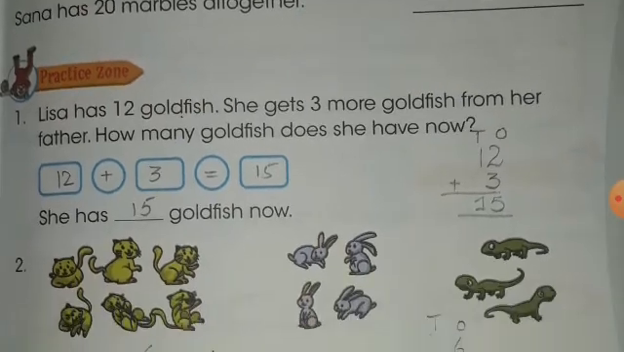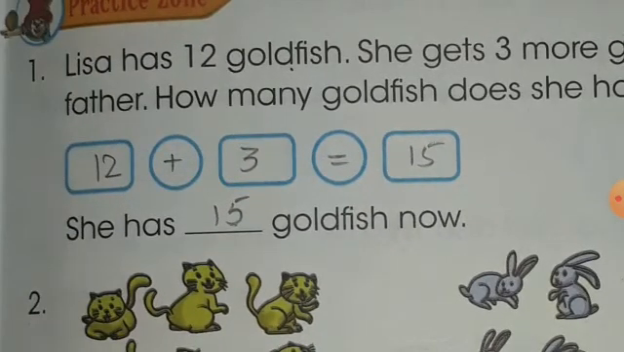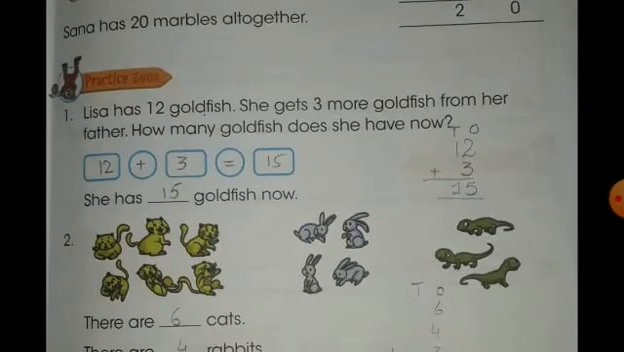Dear students, now we will solve word problems in this practice zone. First question is, Lisa has 12 goldfish. She gets 3 more goldfish from her father. How many goldfish does she have now? Here the keyword more is used in this question. So, we will add 12 and 3. Here you can see we will write 12, sign of addition, that is plus, 3 is equal to. We will add 12 and 3.